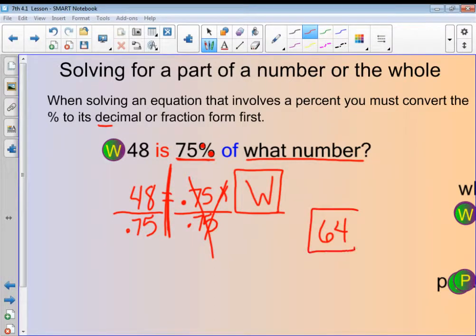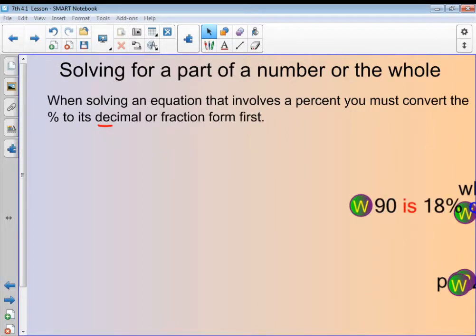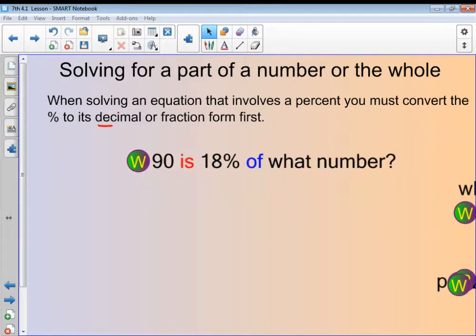Okay, and if we're working through this, if 48 is only 75% of a number, then we know that the number should be bigger than 48. Okay, because this percent was only part of that whole. Okay, let's try another one together.